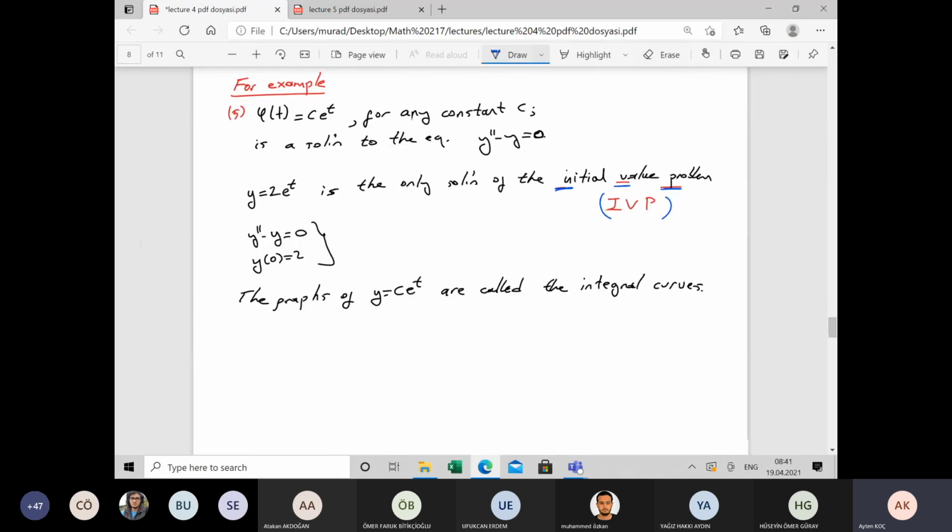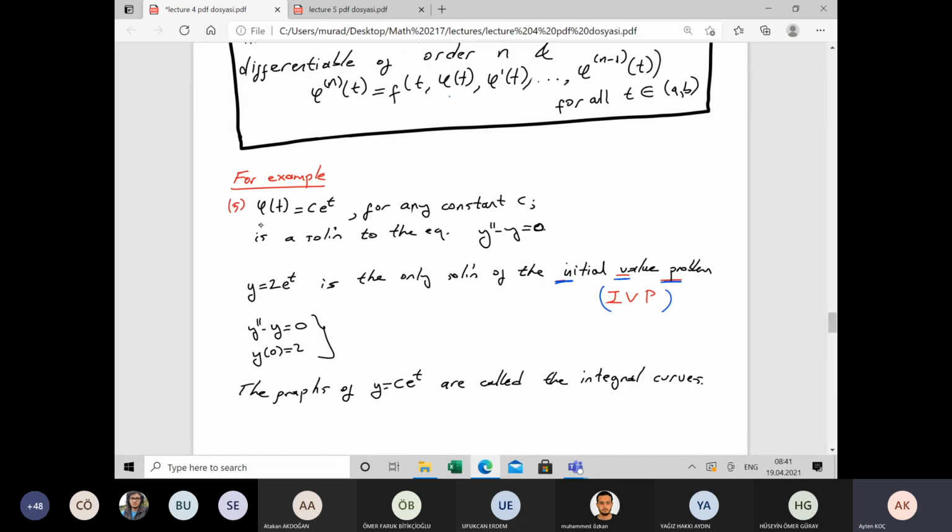So let's give an example to understand this concept. First example: phi of t equals c times e to the t, for any constant c. We claim that this function is a solution of our equation. So let's check this. It means that phi of t satisfies this equation. Let's see that.